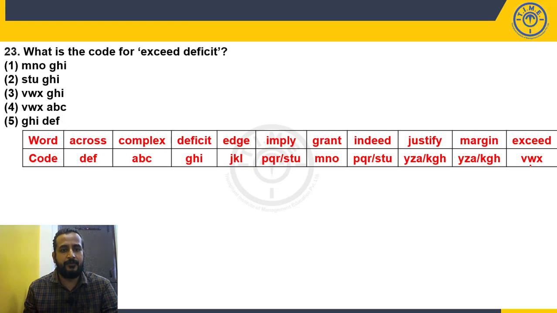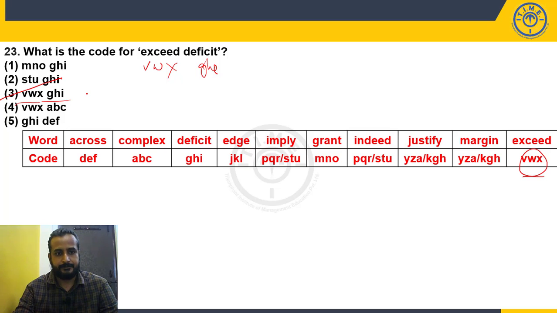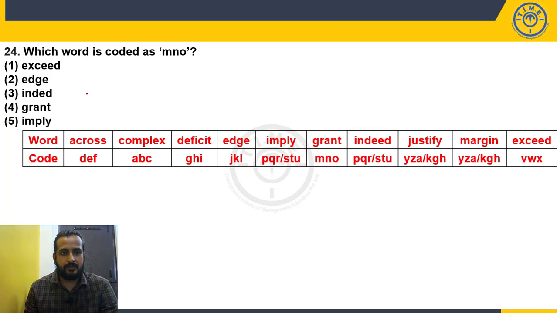What is the code for exceed, deficit? Exceed, where we have VWX, deficit, GHI. Choice 3, VWX, GHI. Which word is coded as MNO? Grant. Choice 4.